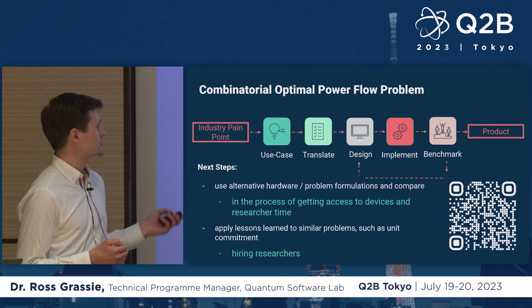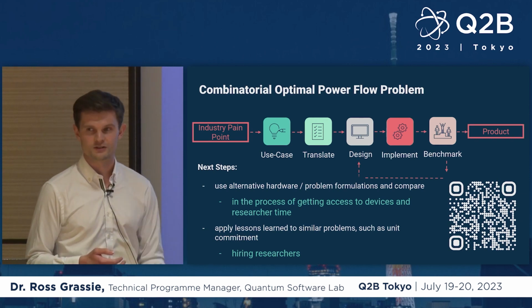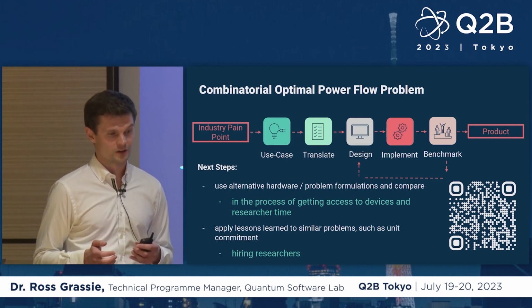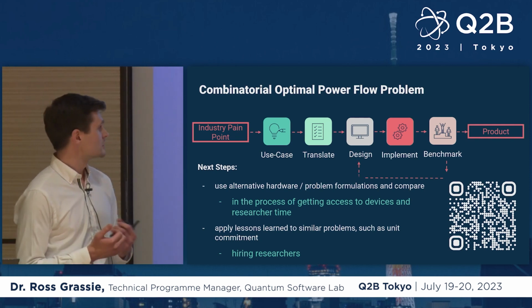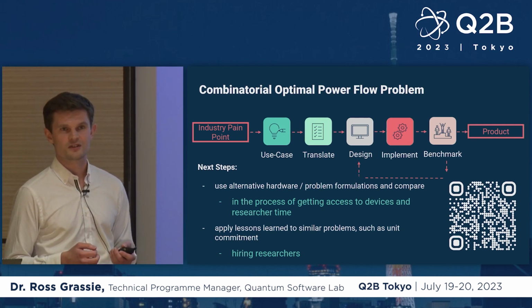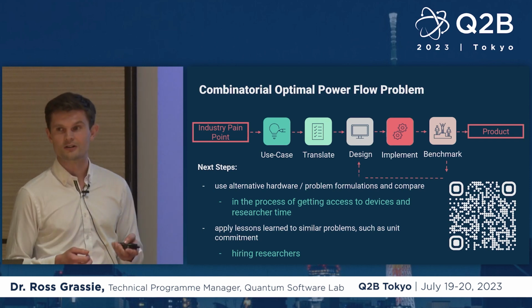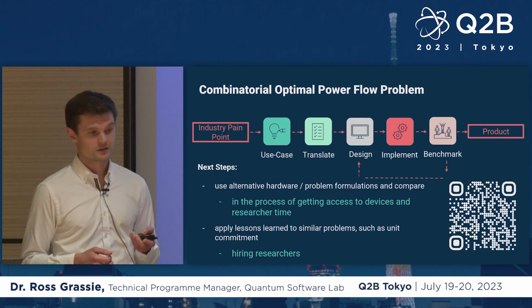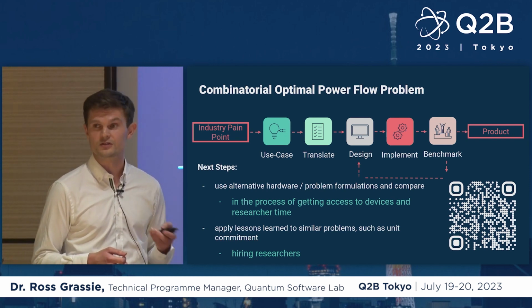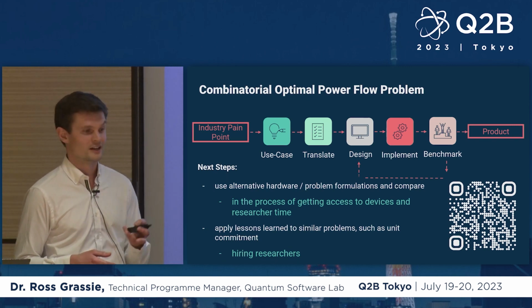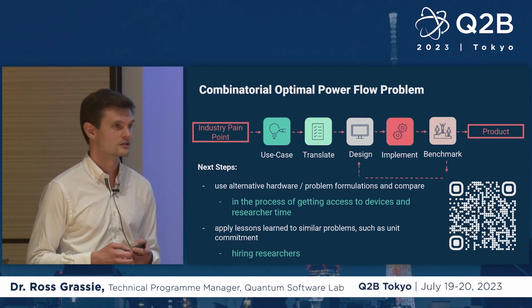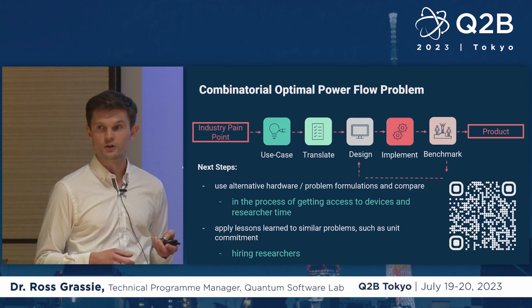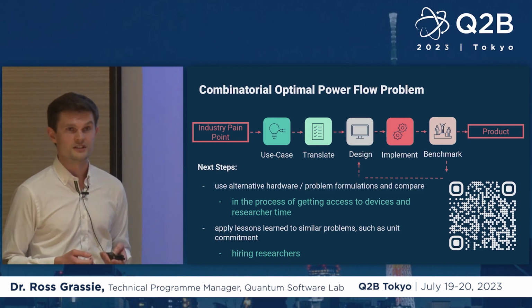So clear next steps are to maybe try some alternative hardware, alternative problem formulations, and then compare and contrast across different hardwares. So to this end, we are in the process of getting access to various hardware platforms, and we are also hiring some researchers in order to formulate this problem better. Additionally, we'd like to apply the lessons learned from this to similar problems from the energy sector, such as unit commitment. And again, these researchers that we're hiring will likely work on these. So again, if you're interested, please scan the QR code, and that will take you to the technical paper for the details.